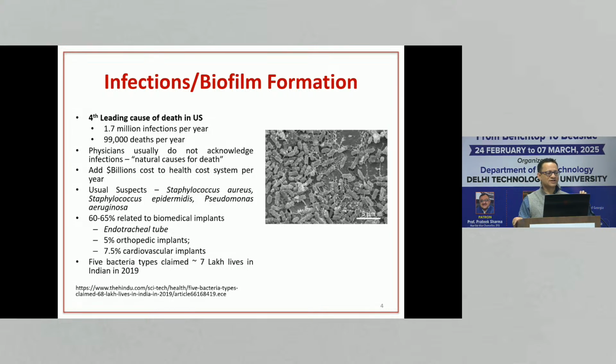Now, infections and biofilm formation are the fourth leading cause of death in the US. I already said how many millions of people get affected, how many deaths. Usually, common bacteria are Staph aureus, Pseudomonas, Staph epidermidis, Acinetobacter baumannii, E. coli. These are some common culprits with medical device associated infections. And of course, you can imagine it adds billions of dollars in hospital cost, right?